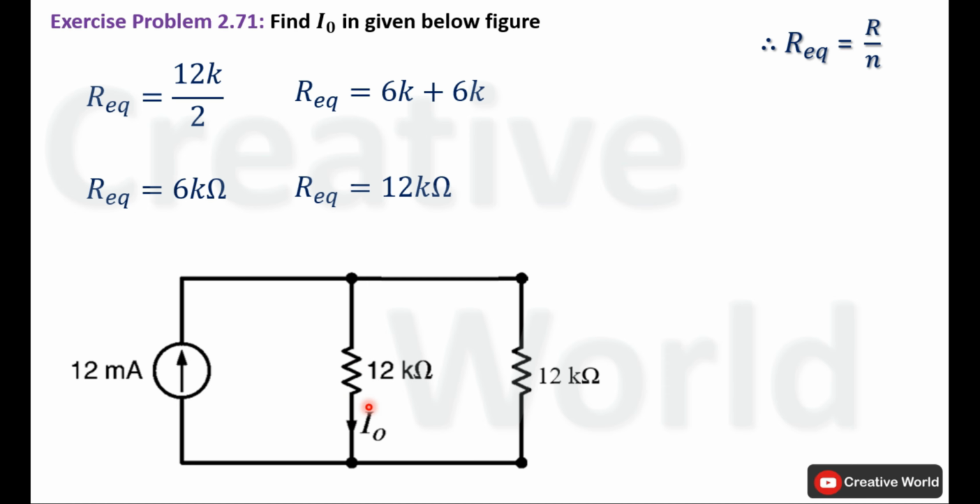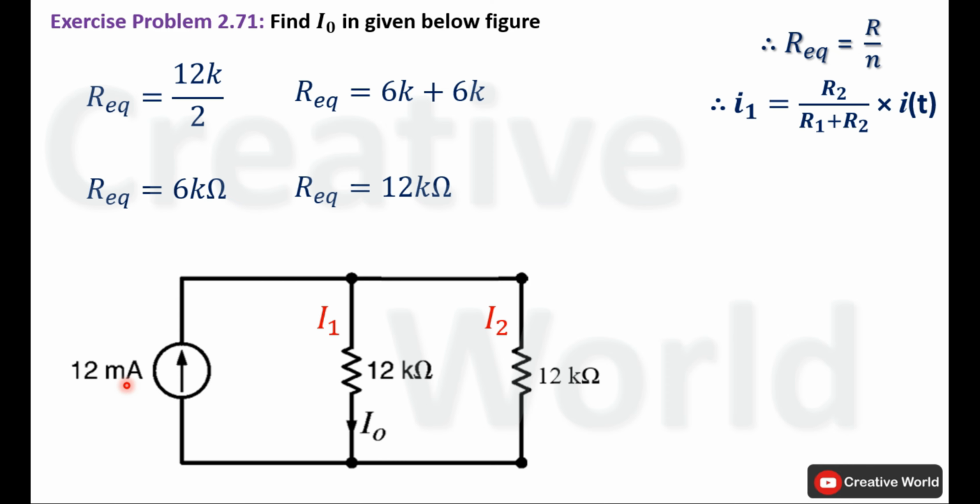Before applying current divider rule, first we have to label these branch currents. This branch current will be labeled as I1 and this branch current will be labeled as I2. We are interested to calculate the value of current I1 because it will be equal to current I0. So the current divider rule equation for the calculation of current I1 will be I1 is equal to R2 divided by R1 plus R2 multiplied by IT. In this equation, IT is total supplied current.